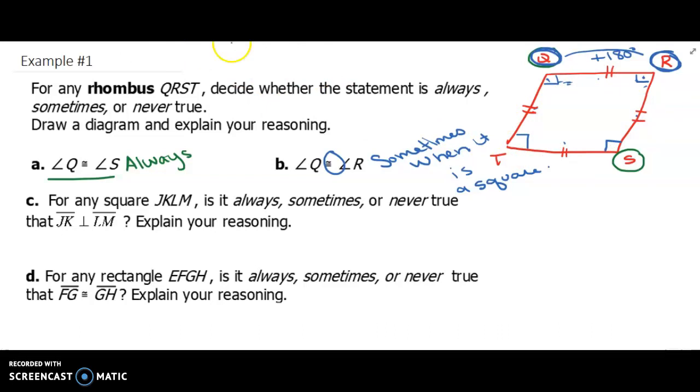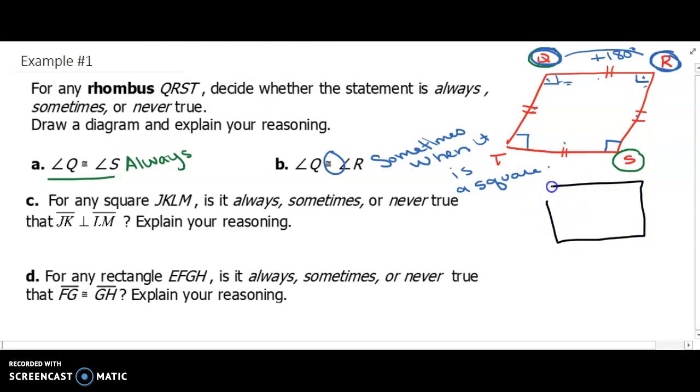All right, let's look at C. This is different. It needs a different diagram. It says for any square JKLM. It's a square, so it has all right angles and all congruent sides. I know it doesn't look like it.